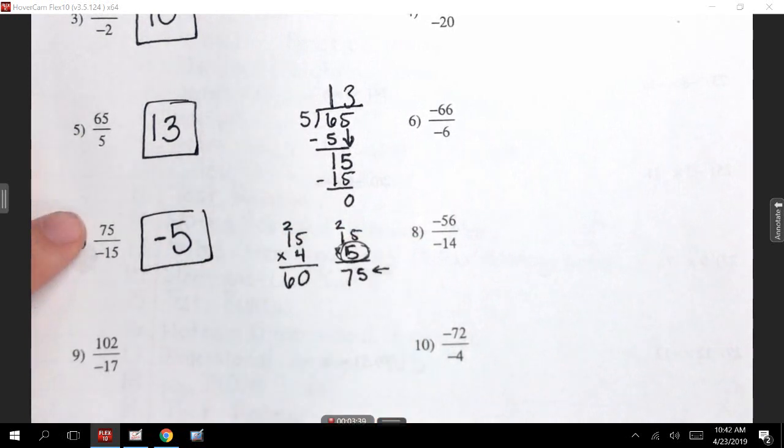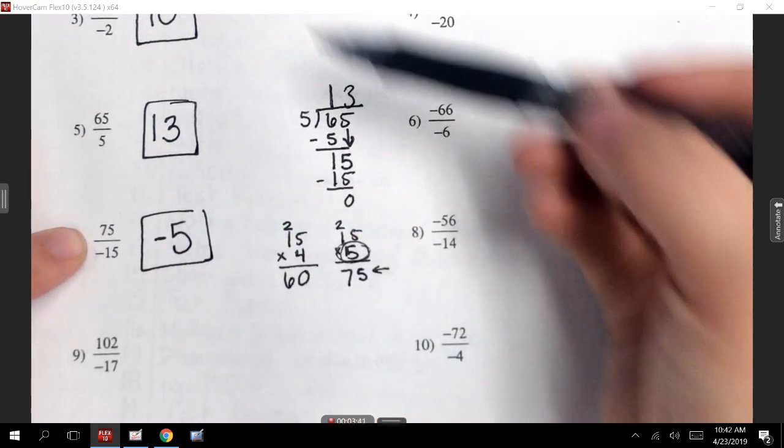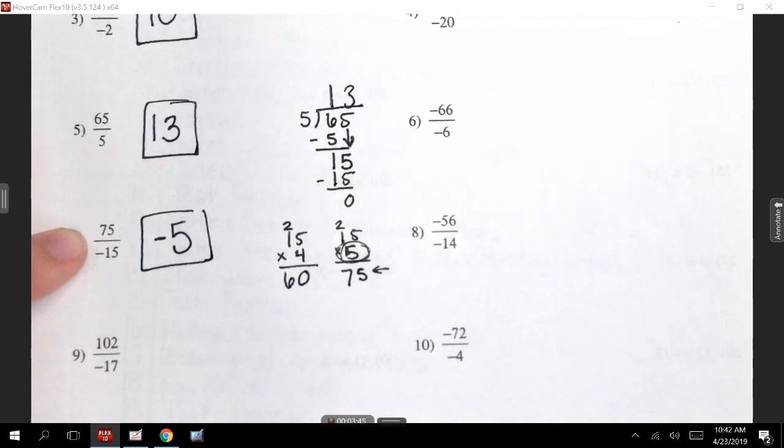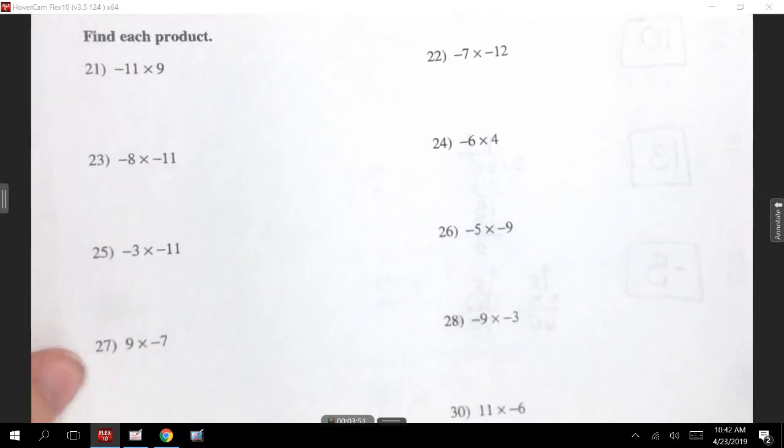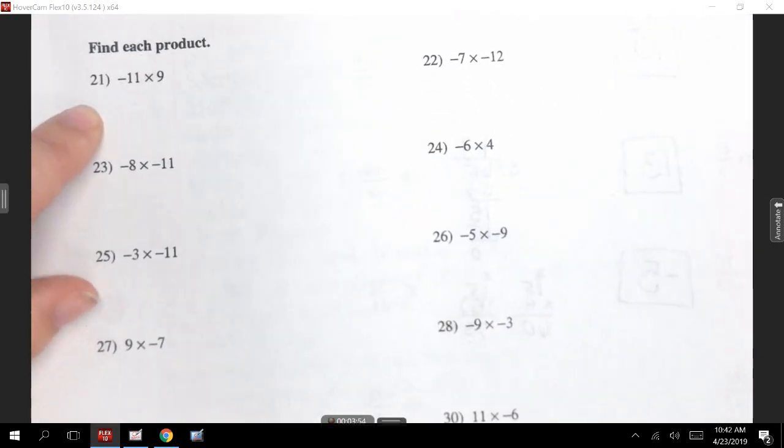The two signs are different. So I have a positive on top, a negative on bottom. Do y'all see the work that I'm looking for? Okay. I want us to flip it over. We're going to do a couple on the back. So here's number, we're going to look at 21. All right, so we're going to look at 21.